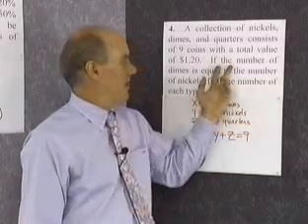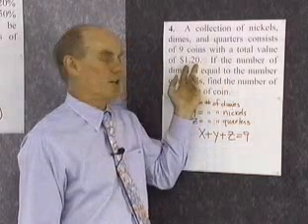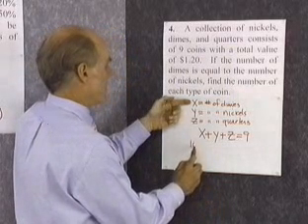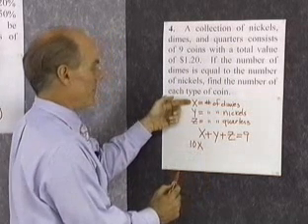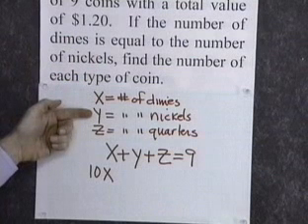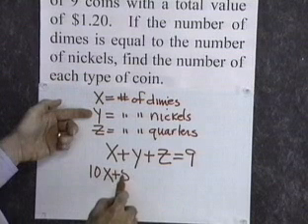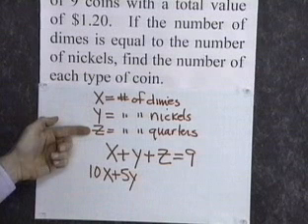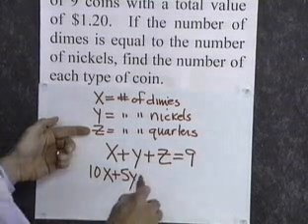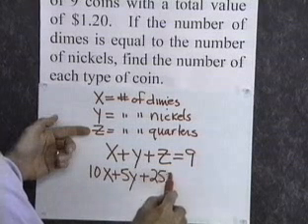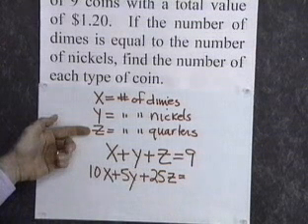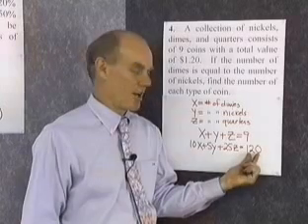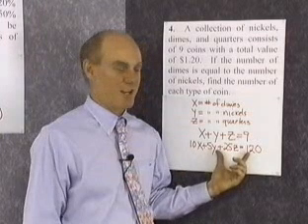Now I read further, and it says that the total value is $1.20, or 120 cents. Well, each dime is worth 10 cents. So 10 times the number of dimes is the amount of money in cents in dimes. Each nickel is worth 5 cents, so 5 times the number of nickels is the amount of money in nickels. And I have z quarters, and each quarter is worth 25 cents, so 25 times z is the amount of money I have in quarters, and that has to come out to be 120 cents, since I've written it in cents. Instead of writing $1.20 and having some decimals to work with, I'll just write it this way.